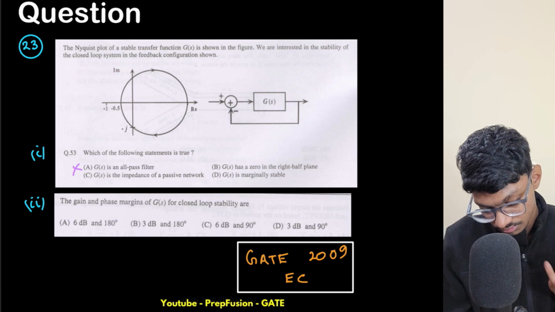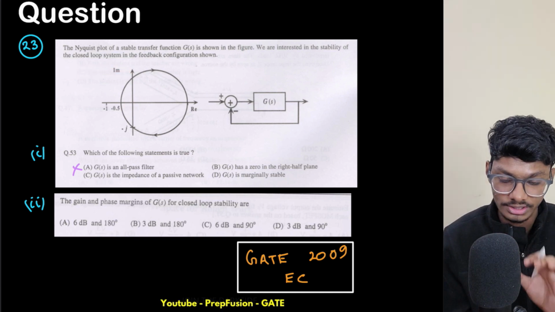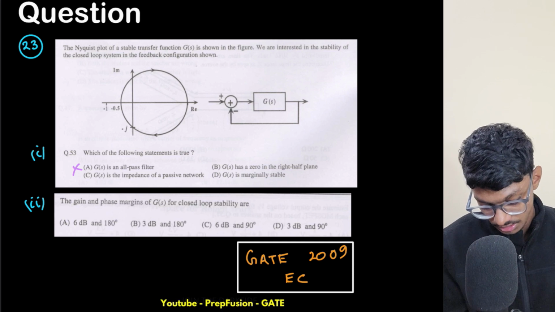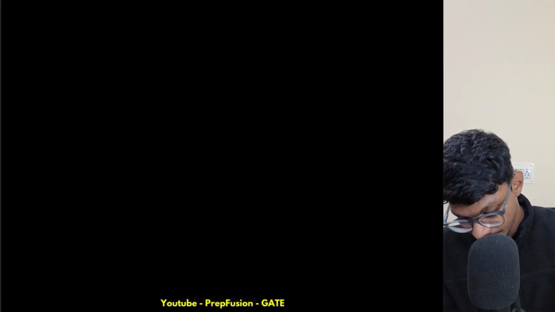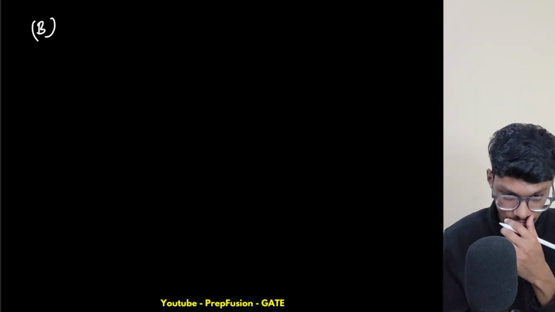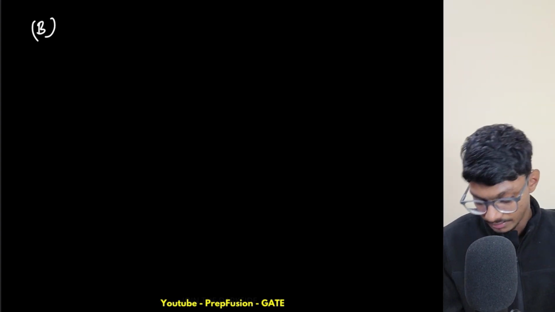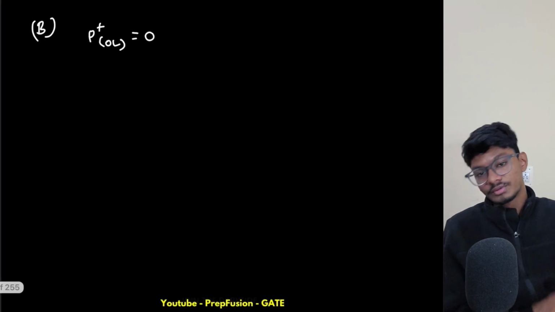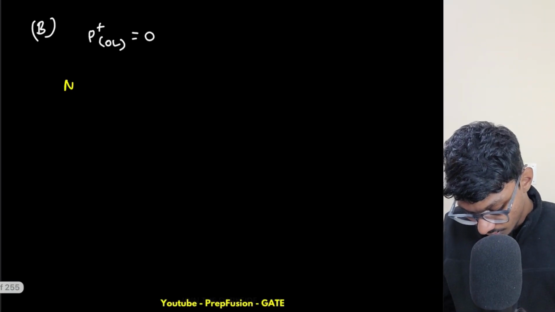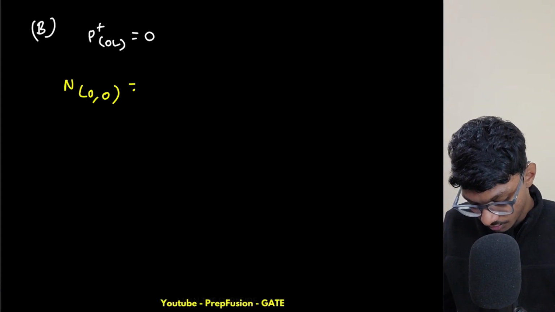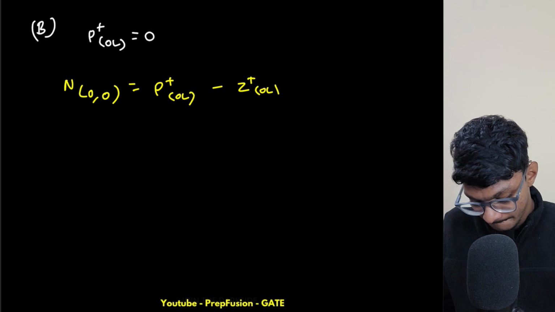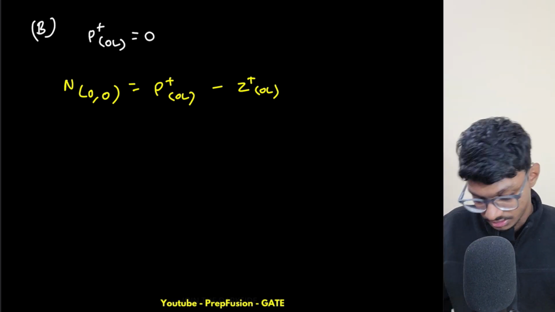And Nyquist contour is not given. Okay, we'll assume it is clockwise. If some error arises, right, then we'll assume the opposite direction. So for B, we have to find, like, stable OLT is given. So P plus OL is 0. Okay, now if P plus OL is 0, we need to comment about the open loop zeros. So we'll comment about the increment on the origin minus Z plus OL. Now we're assuming clockwise direction of Nyquist contour.